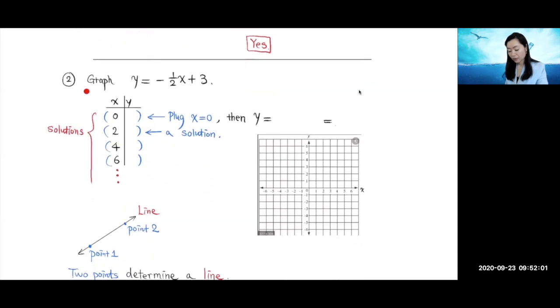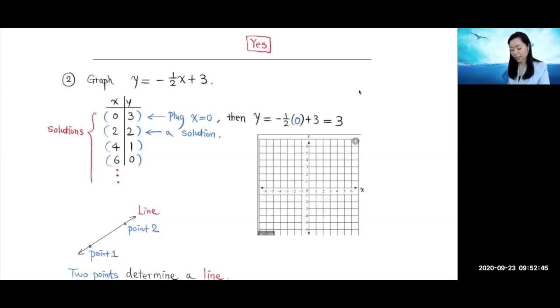Next, we try to graph this equation. What do we mean by graphing this equation? Let's first write down the solutions for this equation. So I try to substitute x to be 0, 2, 4, 6. If I plug x to be 0, then y will be equal to this. Now, 0 times anything will be 0, so 0 plus 3 will be 3. So the y coordinate for this point here will be 3.